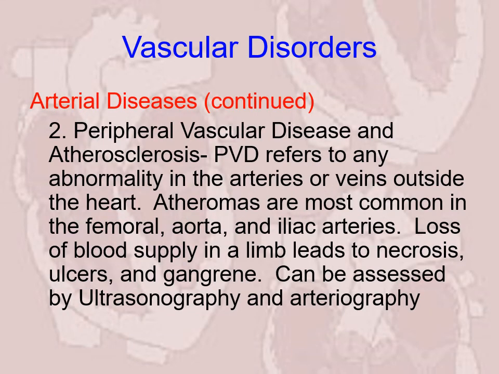Peripheral vascular disease and atherosclerosis. Now, PVD refers to any abnormality in the arteries or veins outside the heart. Atheromas are most common in the femoral, aorta, and iliac arteries. Loss of blood supply in the limb leads to necrosis, ulcers, and gangrene. You can assess the problem by ultrasonography and arteriography.